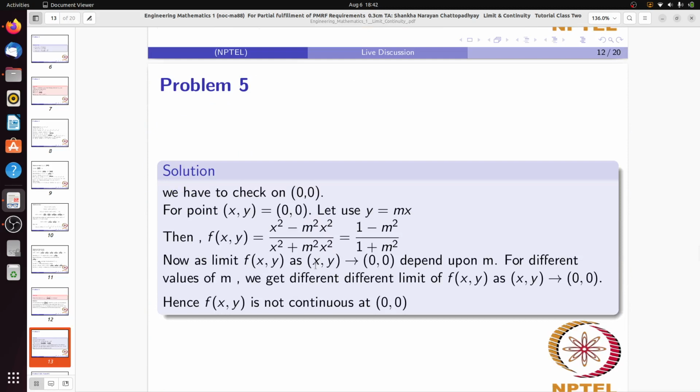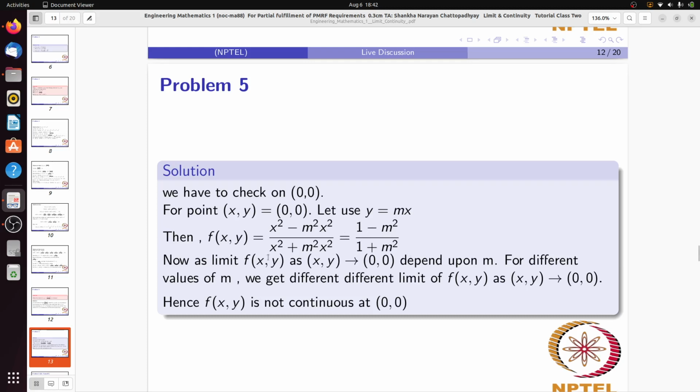So for problem 5, we have to check at the point (x,y) equals (0,0). Let us use y equals mx. Then f(x,y) equals x square minus m square x square by x square plus m square x square, which will eventually give you 1 minus m square by 1 plus m square.